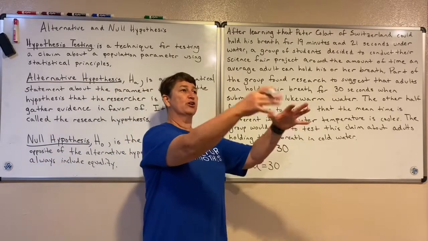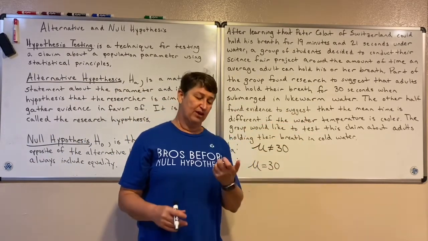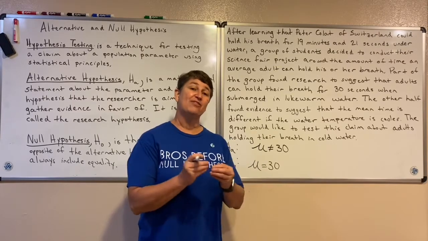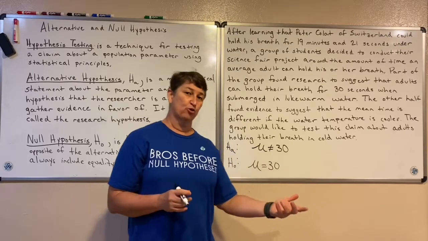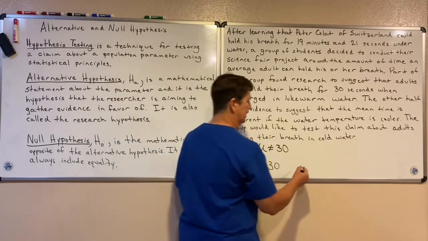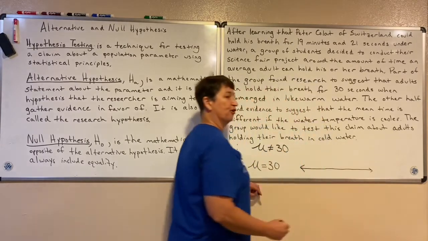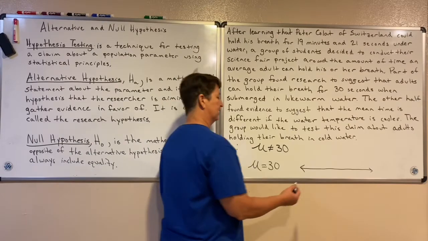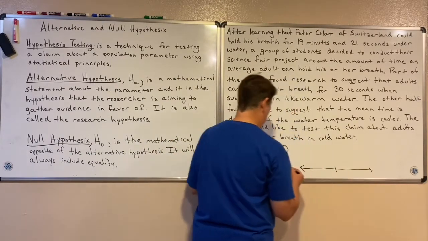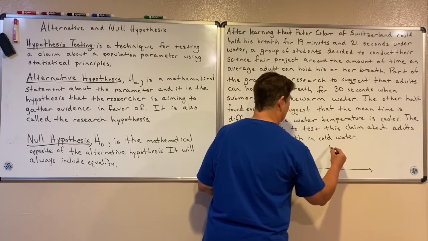We're going to go get a group of adults, put them in some cold water, have them hold their breath and time them. Then we're going to find the average, the sample mean of that group. That sample mean, if I've collected a random sample of more than 30, should be part of a normal distribution, that sampling distribution. So I would expect my mean to be about 30. So here's that normal sampling distribution.